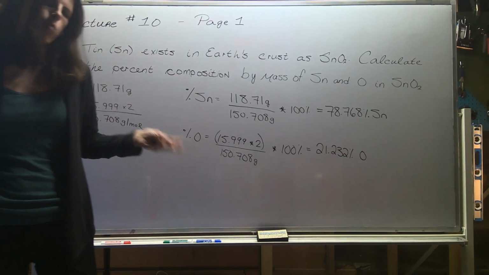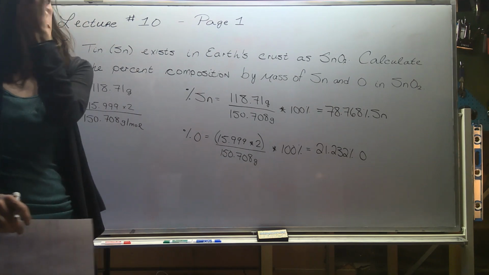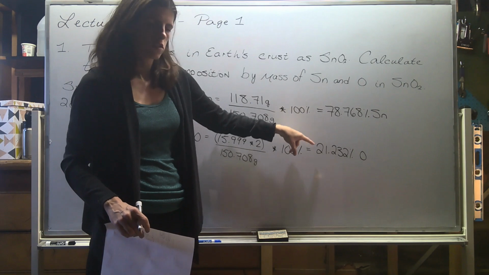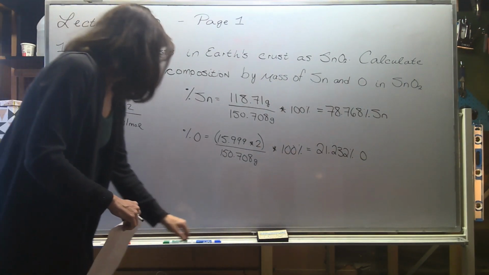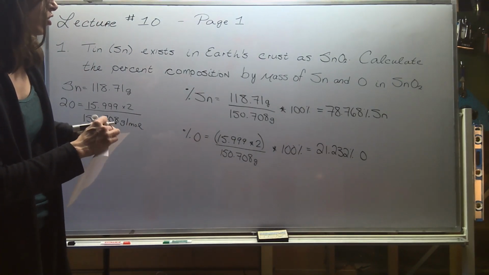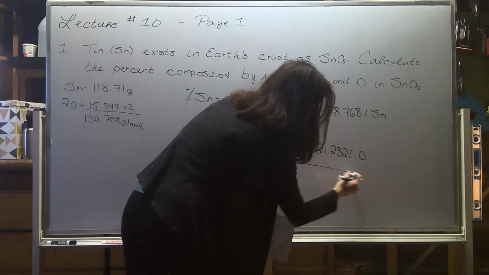Officially, we're done with the problem. What I do like about these problems is that we can check our algebra and our math. All of the percentages have to add up to 100%. So if we do 78.768 plus 21.232, let me do some quick math here.